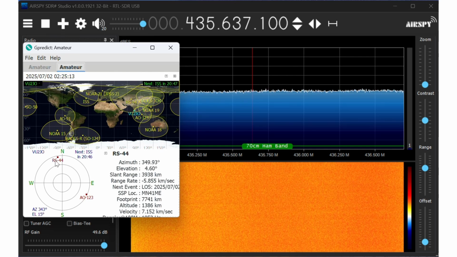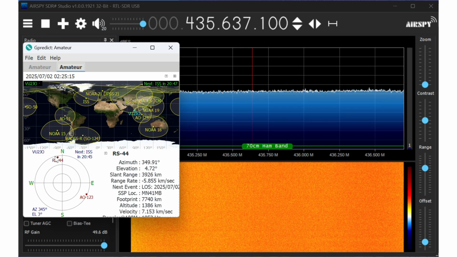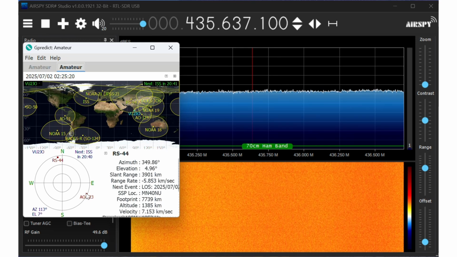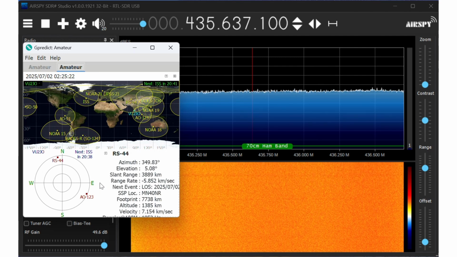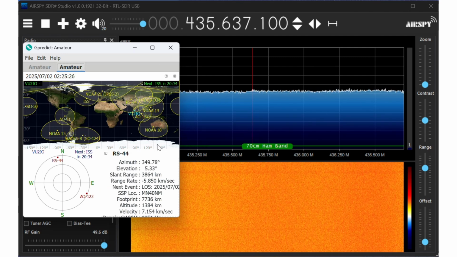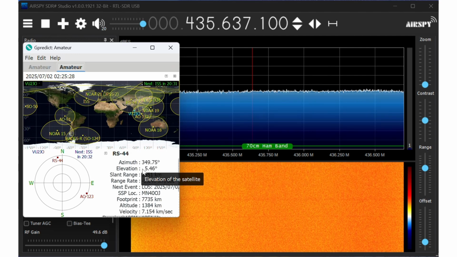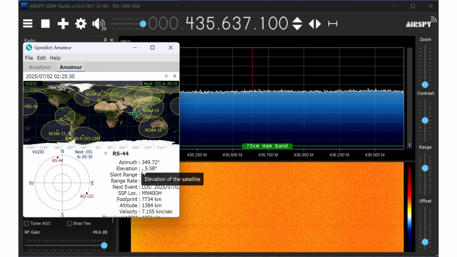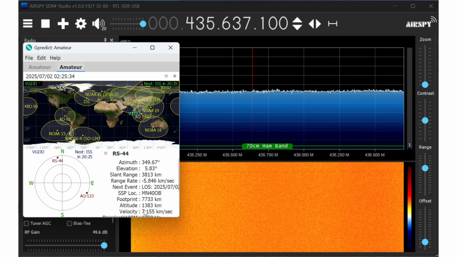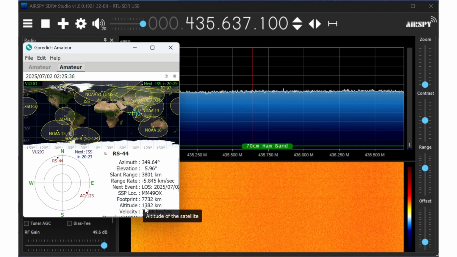Now you can see that RS-44 has come above the horizon. There is also another satellite here, AO-123, that's an FM satellite. This time I am not going to work that, and you can see that RS-44 is at 5 degrees, almost 6 degrees, and the altitude is 1383.